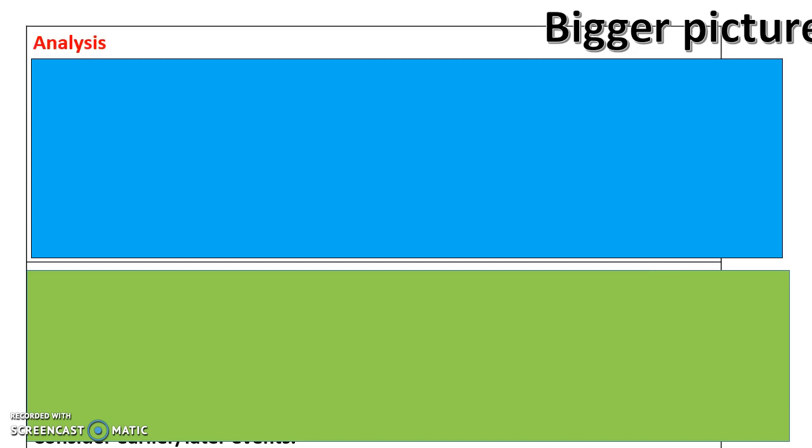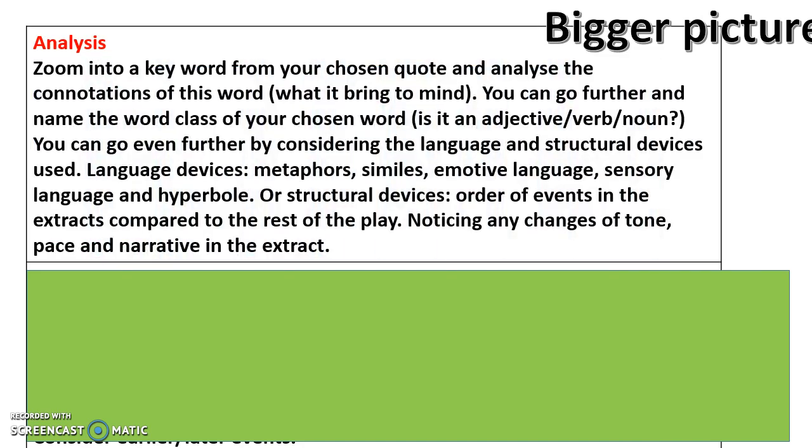So let's move on back to analysis. Analysis is quite long-winded because there's so many things you can do. To do analysis, you could zoom into a keyword from your chosen quote and look at the connotations of the word. Now, if you don't know what connotations means, I've made a video on this, but I'll just tell you quickly that connotations are the associations we have in mind when a word is mentioned. So, for example, if I say the word tree, a connotation of the word tree is nature, and so on. You can go further with your analysis by naming the word class of your chosen word. So, for example, the word tree is a noun. So, the noun tree suggests to the reader. That would make your writing sound pretty good.